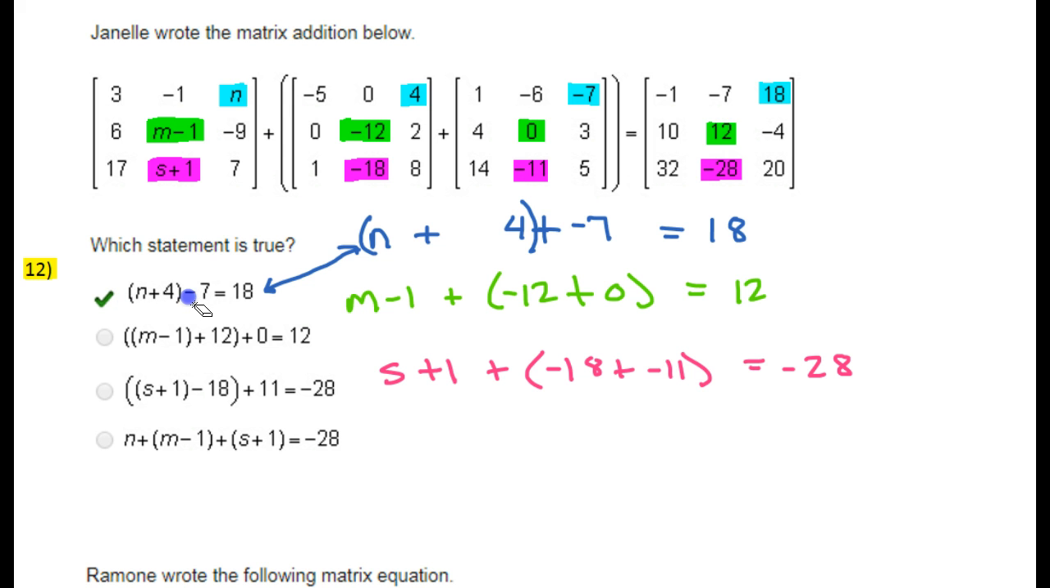Bam! That one was right away. If that had been wrong, I would have kept searching, of course.